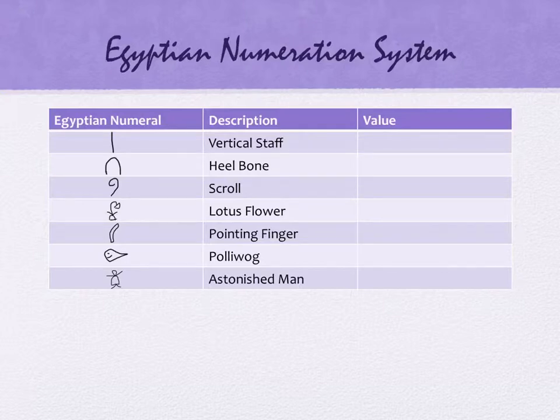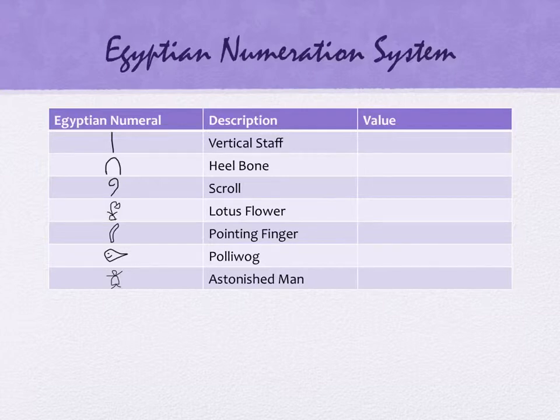The first Egyptian numeral is called a vertical staff, and it looks like just a tally mark. The second one's called a heel bone, and it kind of looks like our intersection symbol that we saw in the last chapter. This scroll looks kind of like an incomplete number 9. The lotus flower is a fun one to draw. It looks a little like a flower. The pointing finger, I'm terrible at drawing those. It should be so simple and straightforward, and they always look funky.